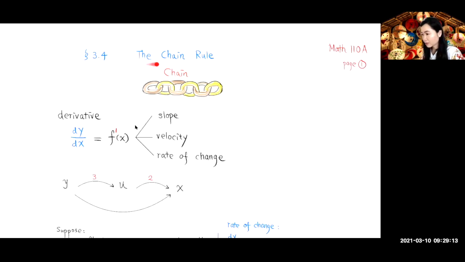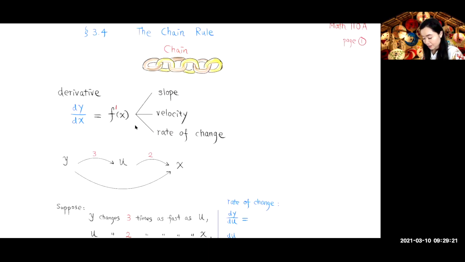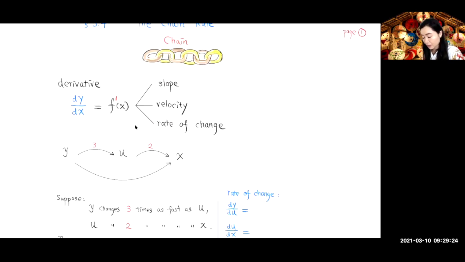4, the chain rule. So I draw a chain over here. The chain rule is related to a chain. So first, we talk about duality. If y is equal to f of x, then dy/dx is f prime of x. Okay, so those two represent duality.